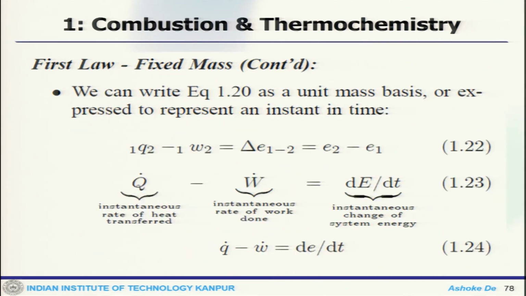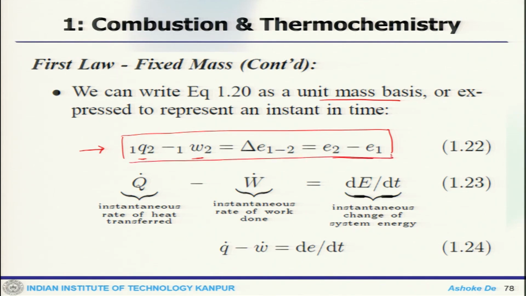Now, one can write the first law energy balance equation. There are two ways one can write it. On a unit mass basis, the difference between two states is the small q12, the work done by the system small w12, and that is the change of the energy. See, this is still your first law, energy conservation.